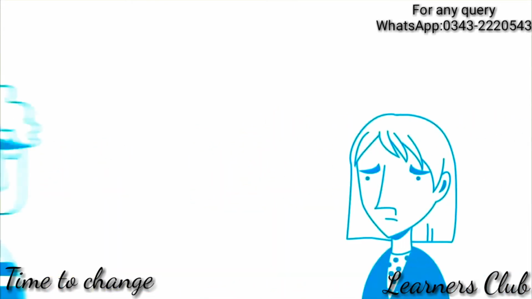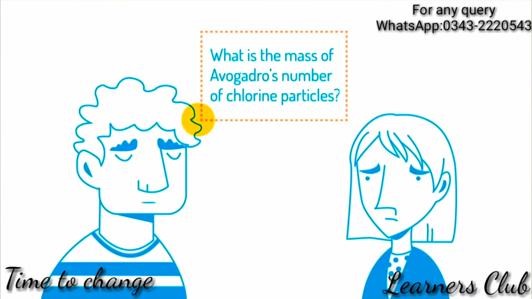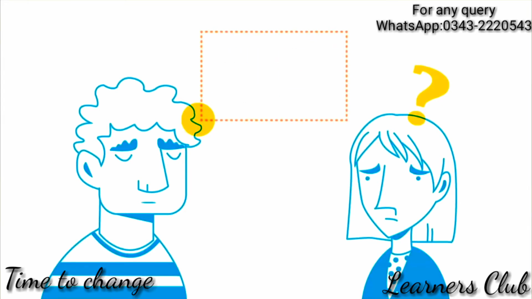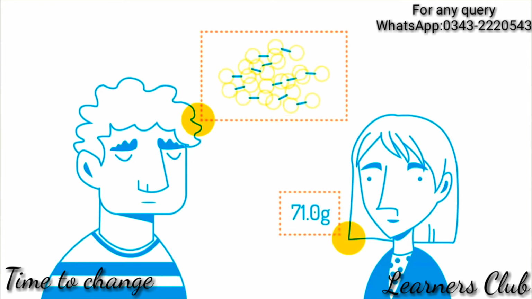If someone asks you, what is the mass of Avogadro's number of chlorine particles, it is impossible to answer the question without the person going into more detail. If by chlorine particles they mean chlorine atoms, the answer is 35.5 grams. If, however, by chlorine particles they mean chlorine molecules, the answer is 71 grams.